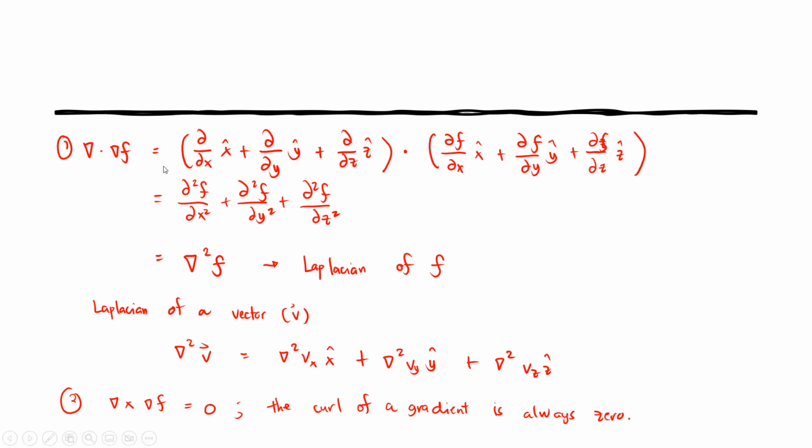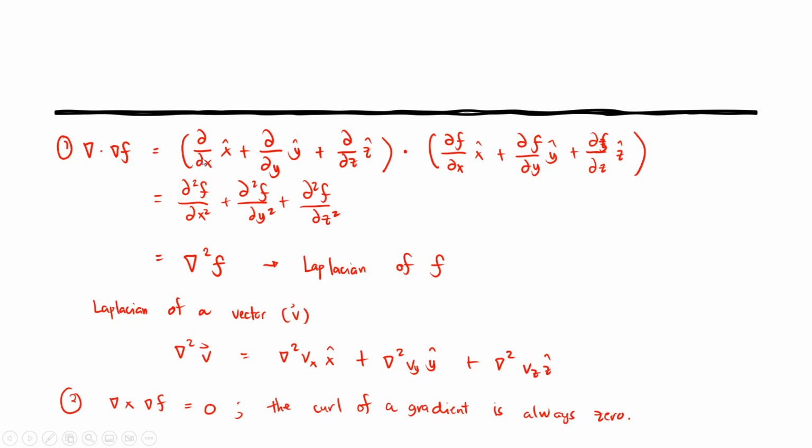So the divergence of a gradient, we can rewrite it as this one. This is actually the del operator in component form. And then we dot it with the gradient of f, which we have obtained in the previous discussion. So we have the gradient of f in component form. Okay, now since this is a dot product, we will only multiply the like components.